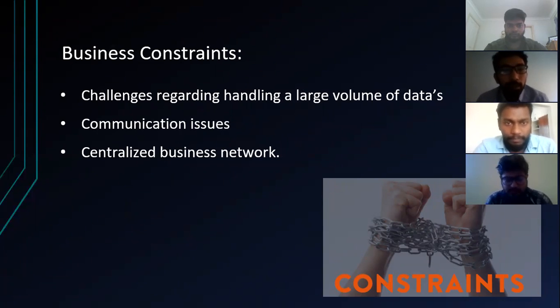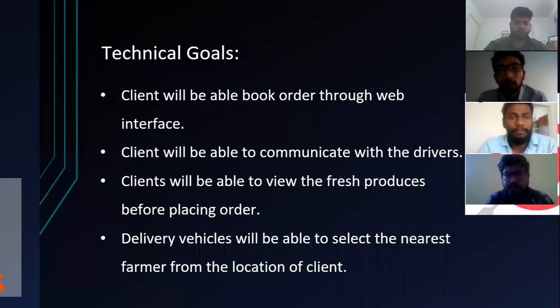The next one is the centralized business network. As I said, all the office work is operated from the office itself in Brisbane. Due to the centralized network, all the links in the supply chain are not communicating well and are having problems. So that can be another constraint. For the further technical goals and trade-offs, I'd like to call Krishna for the presentation.